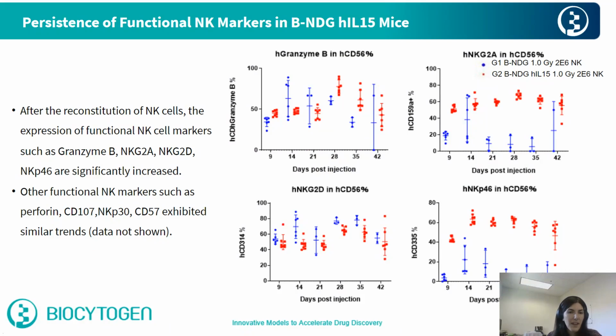Further phenotypic analysis of the NK cell CD56 positive populations confirms elevated expression of functional NK cell markers and receptors in the BNDG strain containing humanized IL-15, such as granzyme B, NKG2A, NKG2D, and NKp46 receptors. And other functional NK markers such as perforin, CD107, NKp30, and CD57 exhibited similar trends.